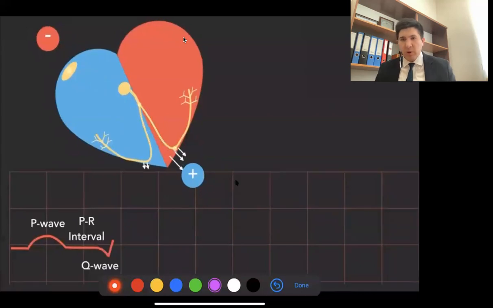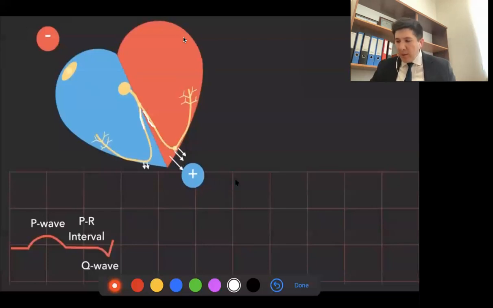So this is what you're going to have here. And this is going to be called the Q wave. And the Q wave, again, is responsible for the transmission of the signal from the AV bundle through the bundle branches here, in the beginning. So you're going to have this Q wave.